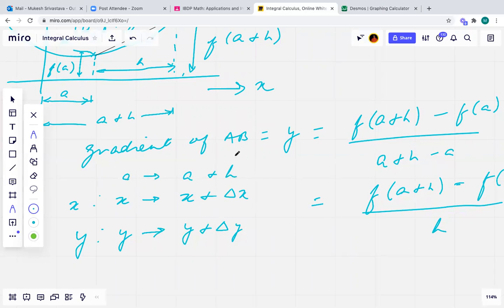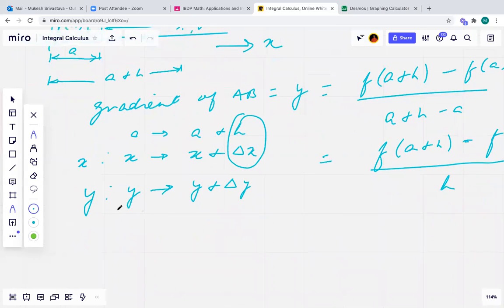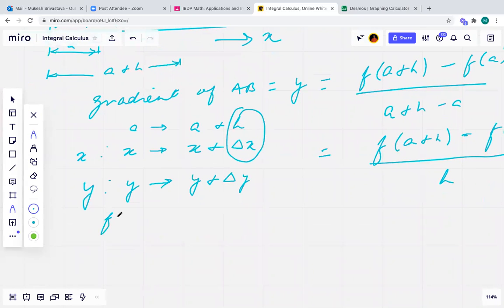Correct. So my delta x is, and my y changes from f of x to f of x plus delta x. Because y corresponds to x, y plus delta y corresponds to x plus delta x. Is this clear? Yes, sir. So this is just a diagram. I understood.